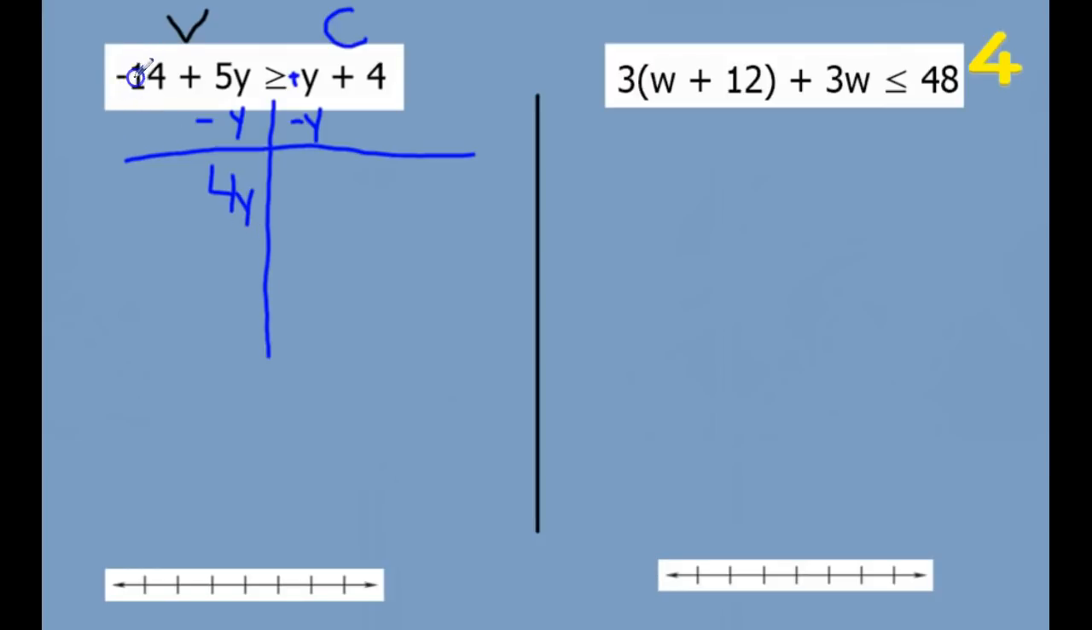Now we need to move our constant over to the other side. So the opposite of negative is positive, or plus, and plus over here. So now what we have is negative 14 plus 14 will cancel out. We have a greater than or equal to 14 plus 4 gives us 18.